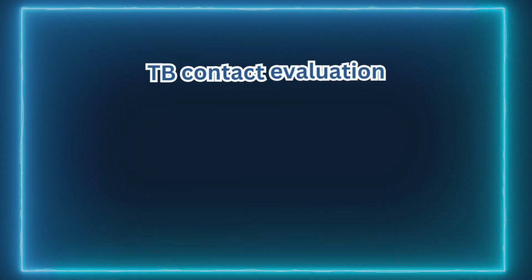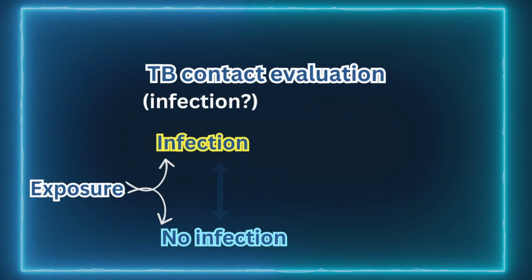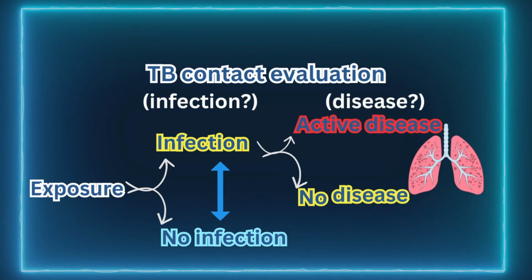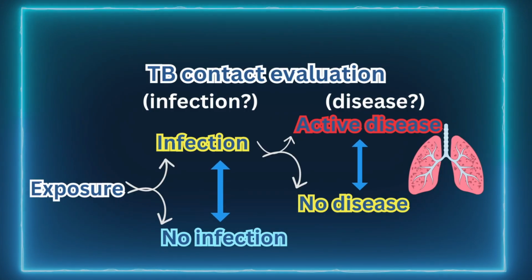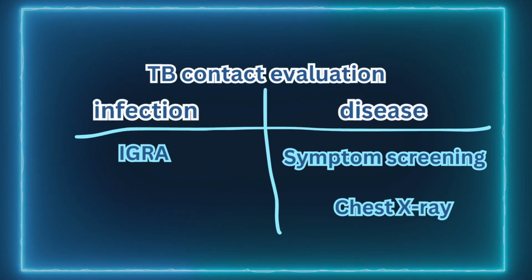In the evaluation of a close contact, tuberculosis is assessed by separating infection from disease. Even if a person is infected, symptoms do not necessarily develop. Does each test indicate infection, or does it indicate active disease?